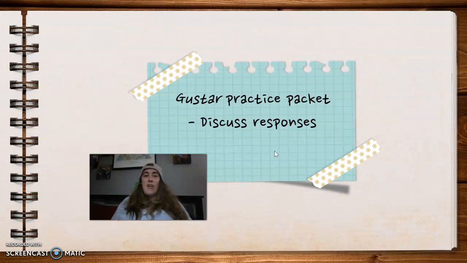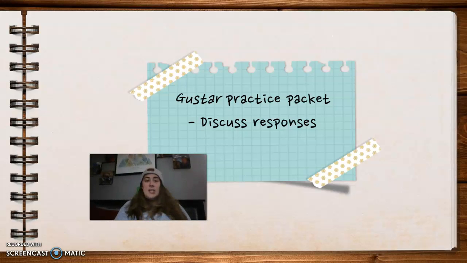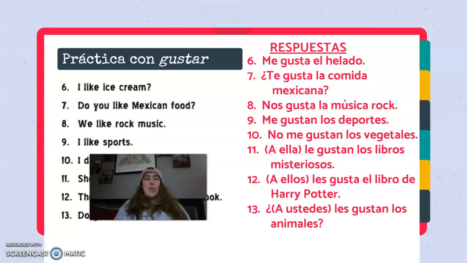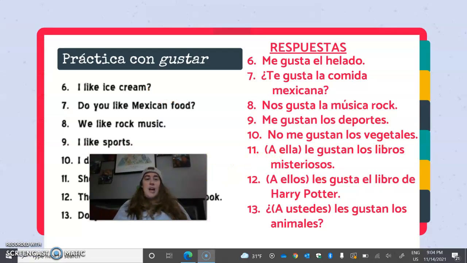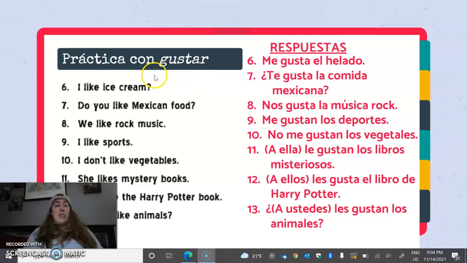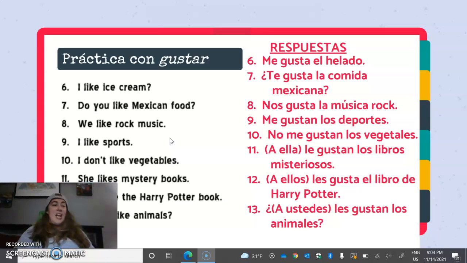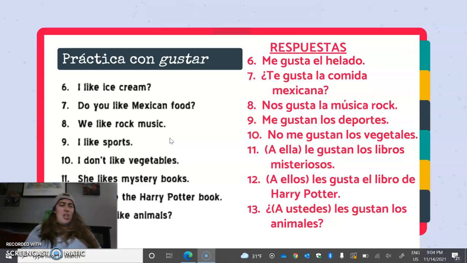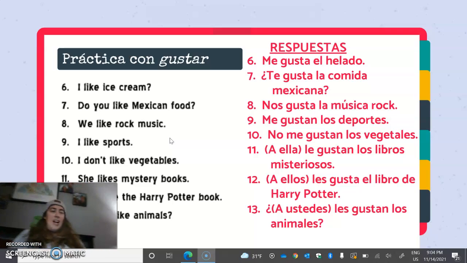So, el viernes pasado, we were taking a look, and you did some practice depending on where you were at. So, first thing, you had to do some rewriting of some statements or some sentences to put them in Spanish. So, to say that I like ice cream, me gusta el helado. Do you like Mexican food? ¿Te gusta la comida mexicana? We like rock music. Nos gusta la música rock. I like sports. Me gustan los deportes. So that's going to be a plural, so gustan. I don't like vegetables. No me gustan los vegetales.